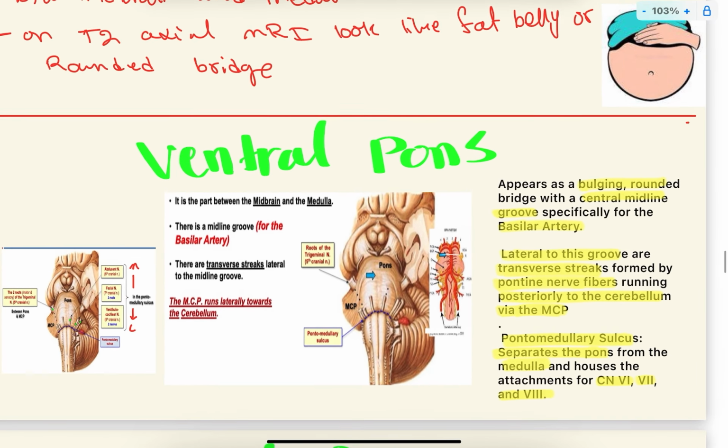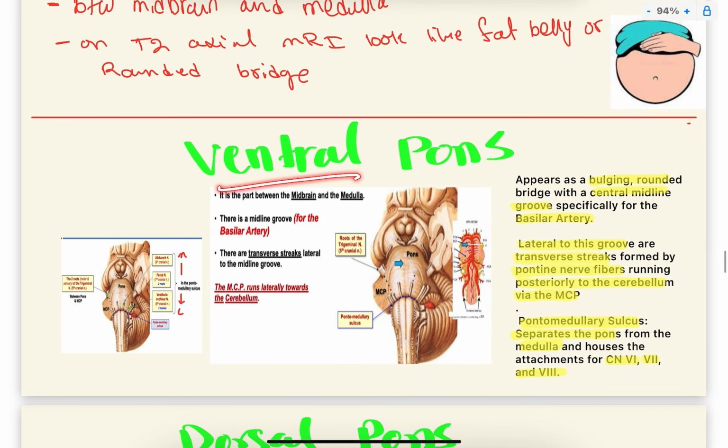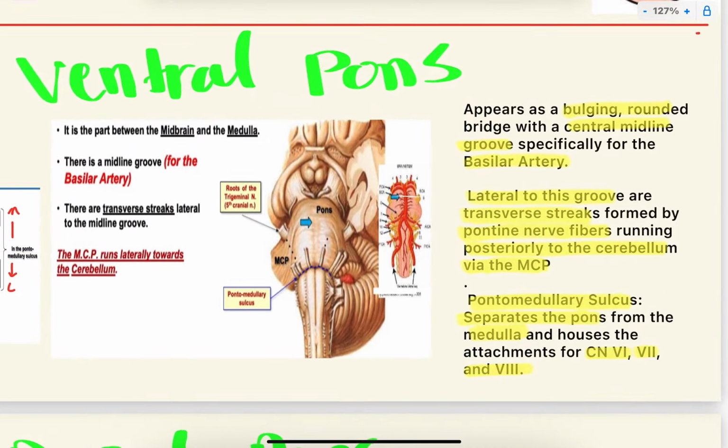Now let's talk about the ventral or anterior aspect. What am I going to see? It will look like a round bulge, like this. And I have here a central midline. This central midline or groove is where the basilar artery would pass. Now, lateral to it, I will have transverse streaks.